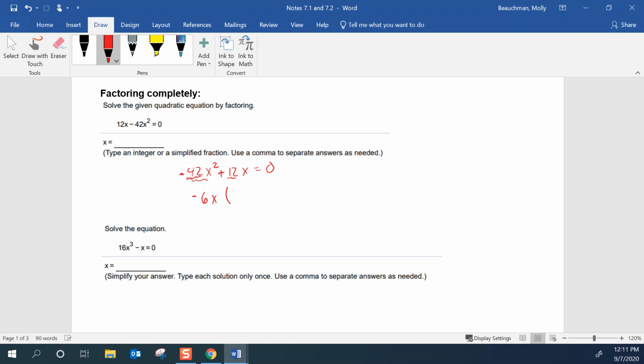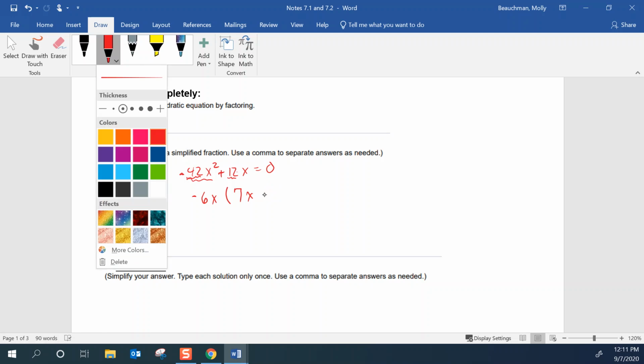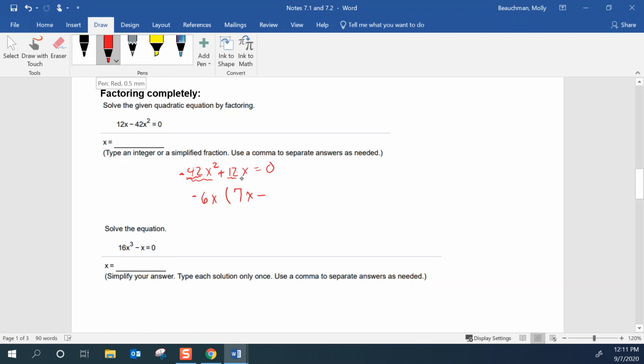When we divide each term by -6x, -42x squared divided by -6x is +7x. Plus 12x divided by -6x, so that's a minus, 12 divided by 6 is 2. The x divided by x cancel each other out and equal 1. So our fully factored form is -6x times (7x minus 2).